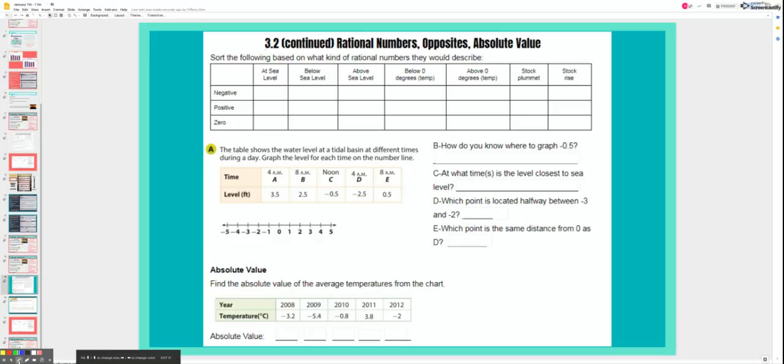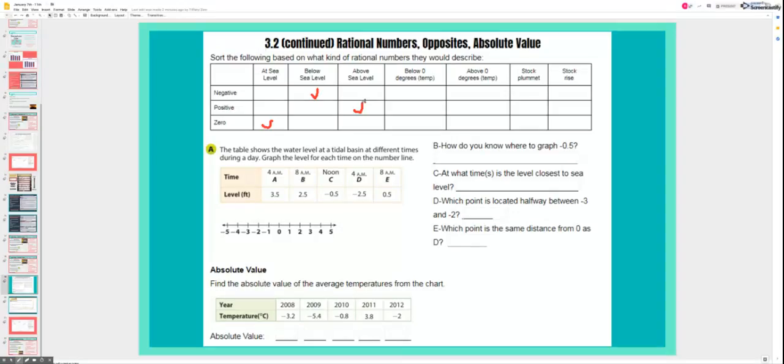And a while ago when we first learned about integers, we did stuff like this. So at sea level would mean 0 because it's not above or below. It's just at sea level. Below sea level, that would mean it would be negative number. Above sea level, you probably could figure all these out on your own. Positive. If you want to figure them out on your own, you can pause this and try it first.